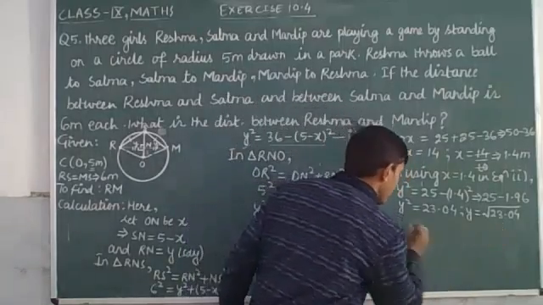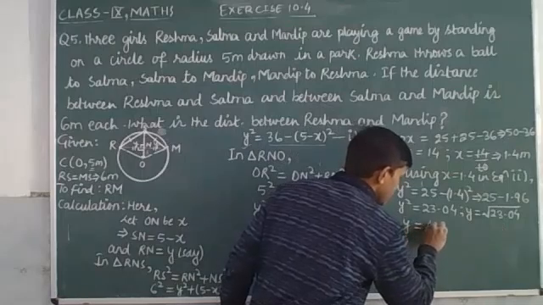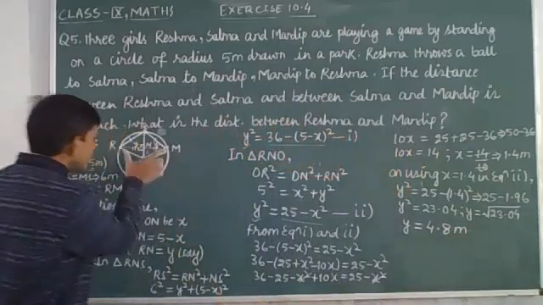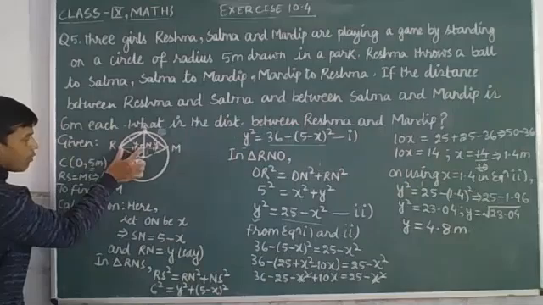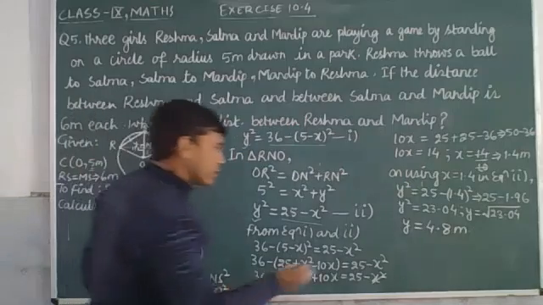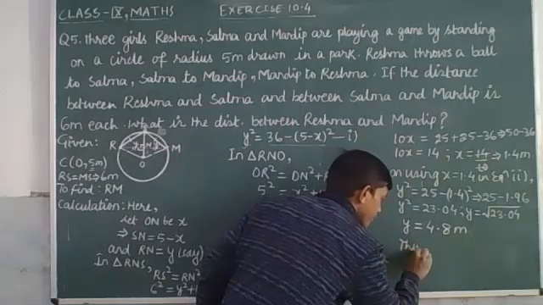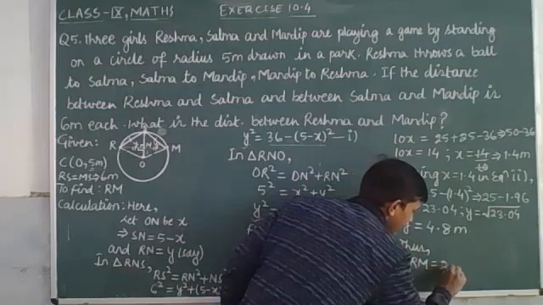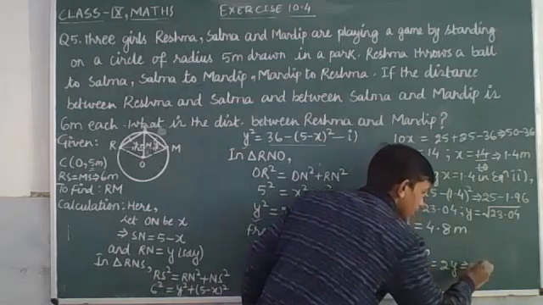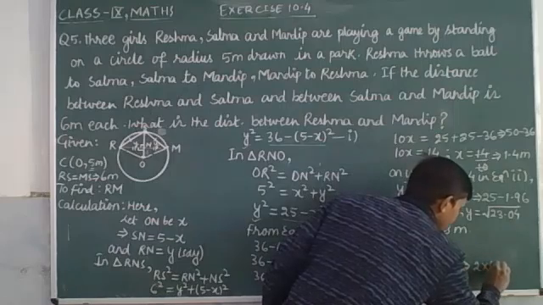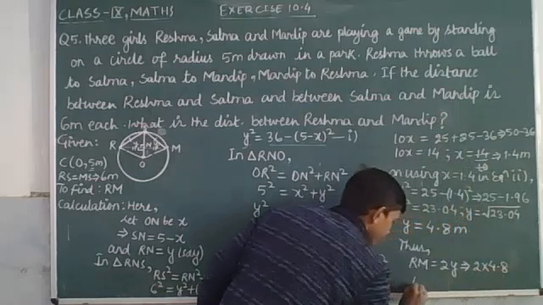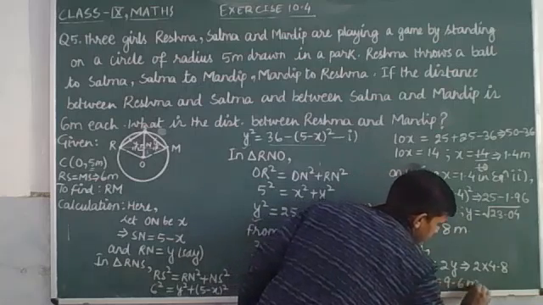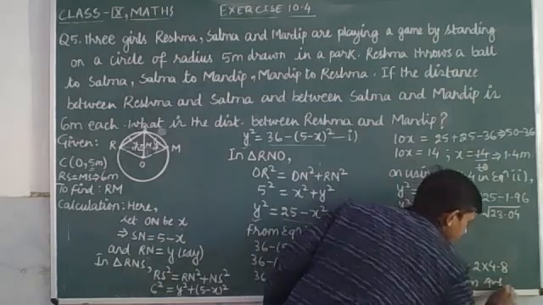So the value of y becomes 4.8 meters. And we know that this RM equals y plus y. So the distance between Reshma and Mandeep, which is 2y, is found as 2 into 4.8. This is 9.6 meters exactly. That's the required answer.